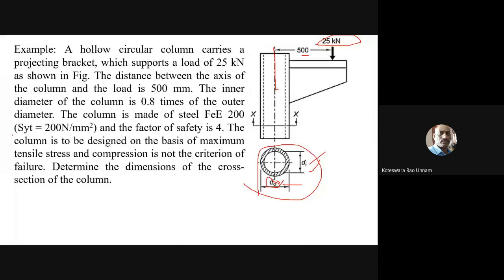Another calculation we need to do here is to compute the allowable stress. He has given the yield strength as 200 MPa and the factor of safety is 4. 200 divided by 4 is nothing but 50 MPa, which is going to be the allowable stress.